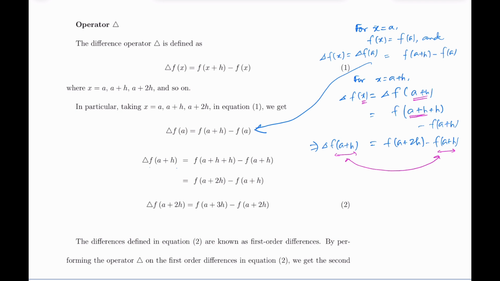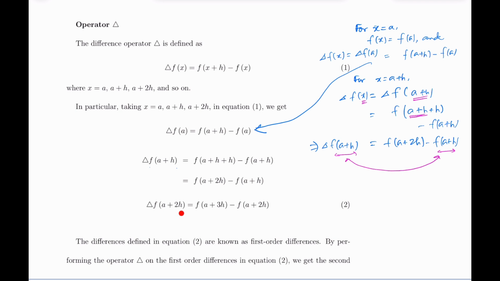Next, take x equal to a+h. So when x is a+h, then Δf(x) is Δf(a+h). So Δf(a+h) is equal to f(a+h+h). This is for x. Okay, so this is f(x+h) − f(x). Clear? So Δf(a+h) is f(a+2h) − f(a+h). And this is what we have written here.